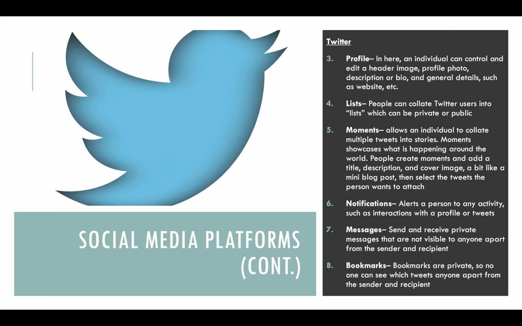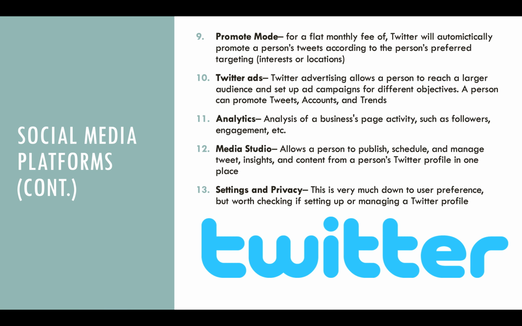Notifications, again, you can do any alerts based on a person's activity for their profile or tweets. You can do messages. Again, it is private, it's not visible to anyone, and it's for the sender or recipient. And then bookmarks. Bookmarks are also private, so no one can see which tweets anyone has saved apart from the sender and the recipient. You can do a promote mode.